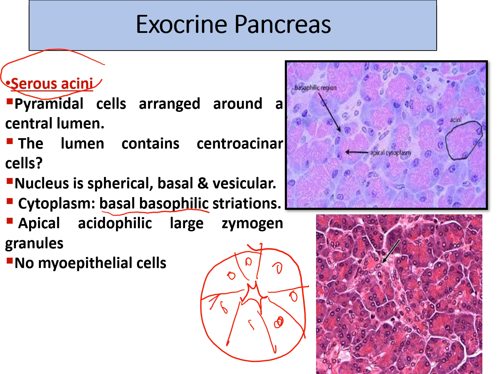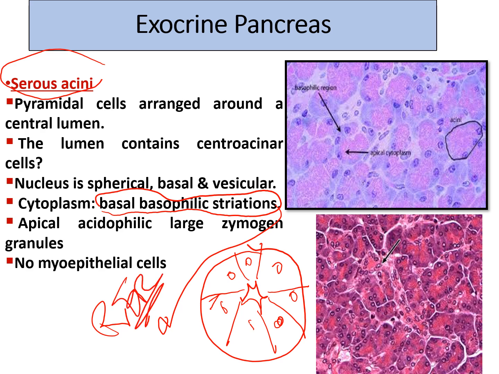Why is it basal basophilic striation? Due to presence of RER, rough endoplasmic reticulum, at the base of the serous acini, where we are also going to have Golgi apparatus and mitochondria. Our digestive enzyme will be stored in the form of acidophilic apical zymogen granules near the apex of the cell. Do we need here myoepithelial cell in order to release secretion into the duct? No, so no myoepithelial cell here in our serous acini.